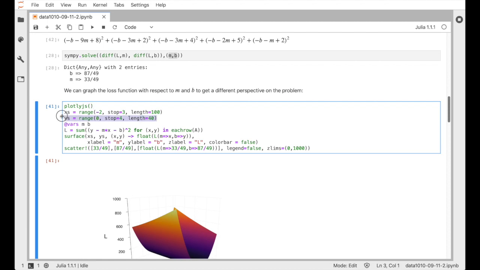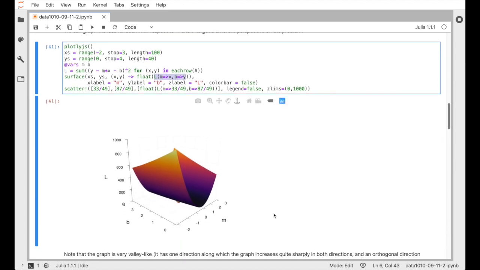But we declare our ranges for m and b, and then we plot L as a function of m and b. So we're just looking at how bad the fit is. The values on the z-axis indicate how bad the fit is for a particular m and b combination. I've plotted here the point 33 over 49 and 87 over 49, which is the place where there's a minimum.